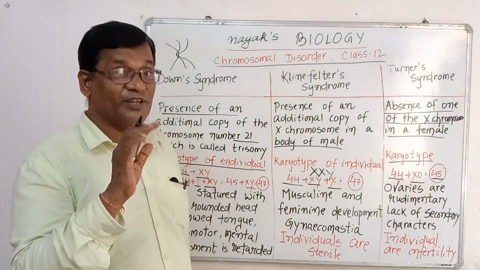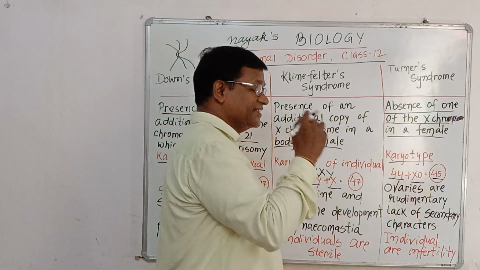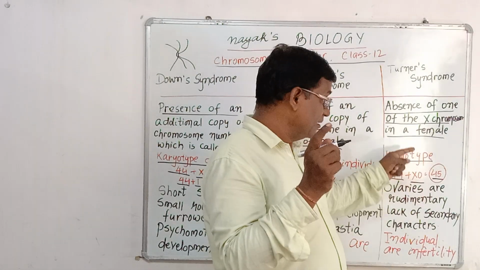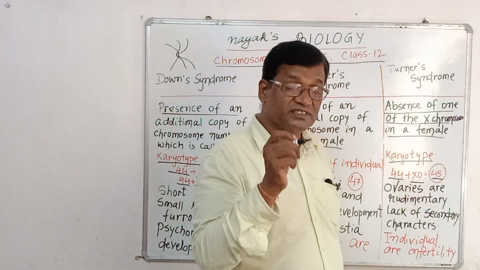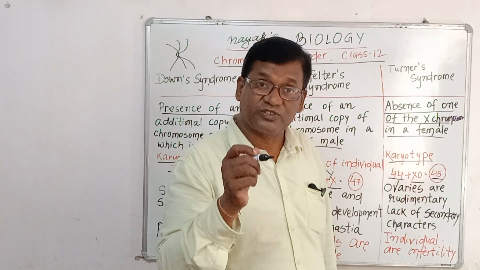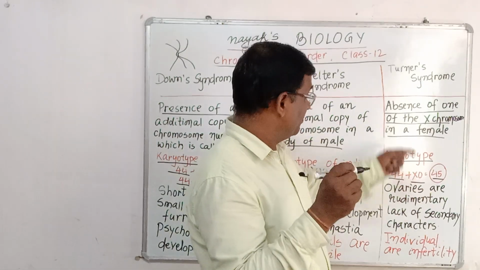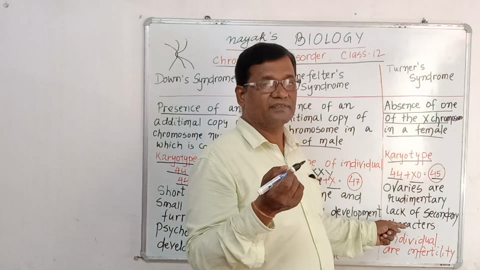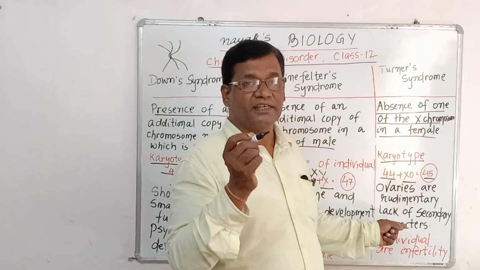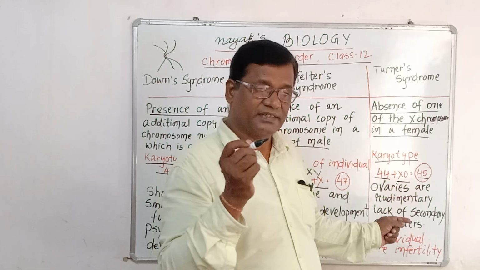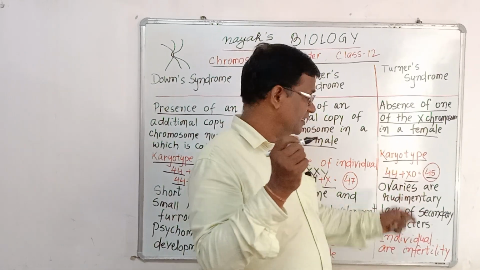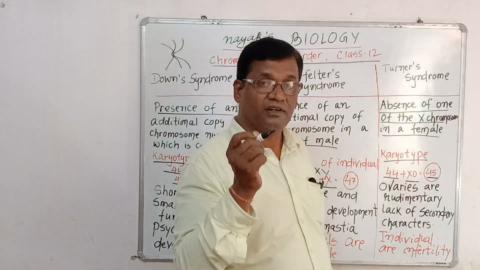He is a male. He is not a female. Now, Turner syndrome. Turner syndrome means what? It is a female, not male. Female, but with absence of an X chromosome. The X chromosome is responsible for the female character. If it is absent in Turner syndrome, there is definitely a lack of female character. If it is absent, then what will happen? Absence of female character will occur.